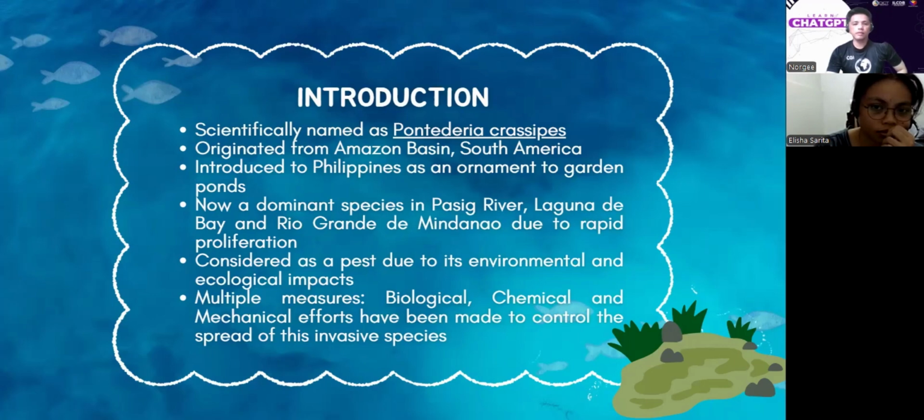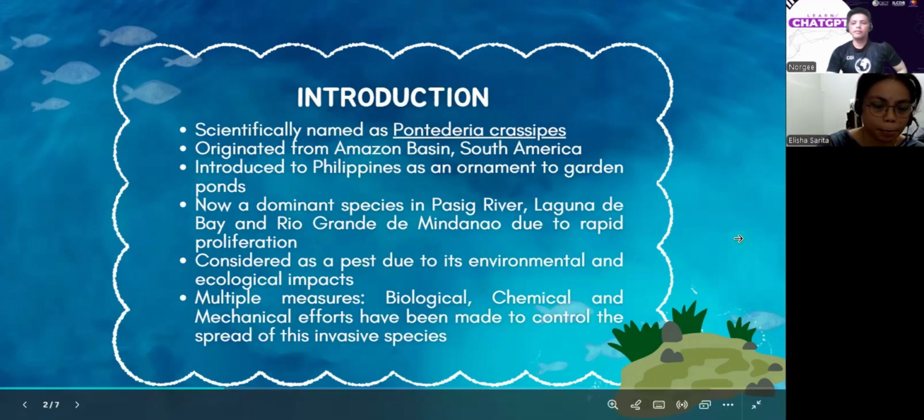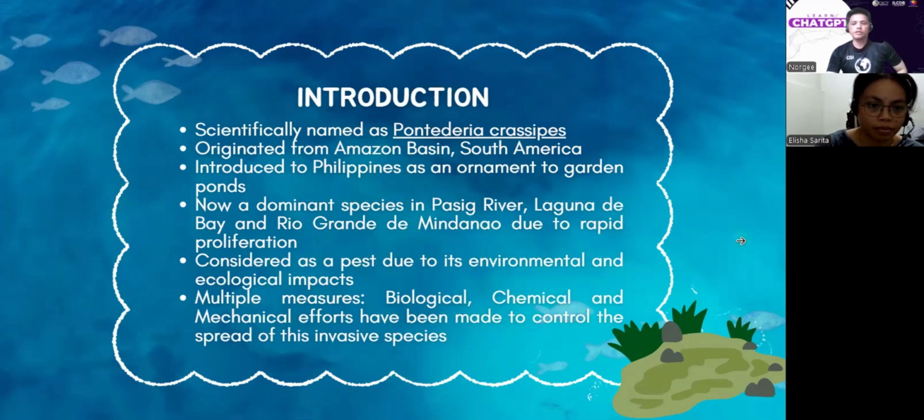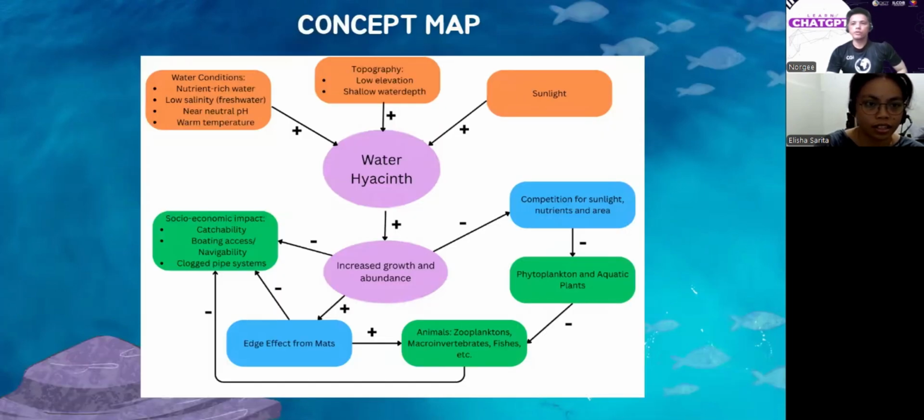Now it has become a dominant species and can be seen in Pasig River, Laguna de Bay, and Rio Grande de Mindanao due to its rapid proliferation. It is now considered a pest due to its environmental and ecological impacts. And of course, there will be multiple measures to control this invasive species. We can discuss biological, chemical, and mechanical practices. To discuss further, let's proceed to the next slide.